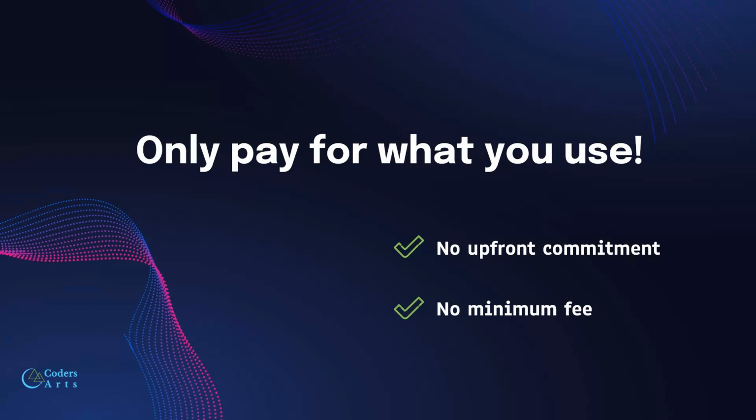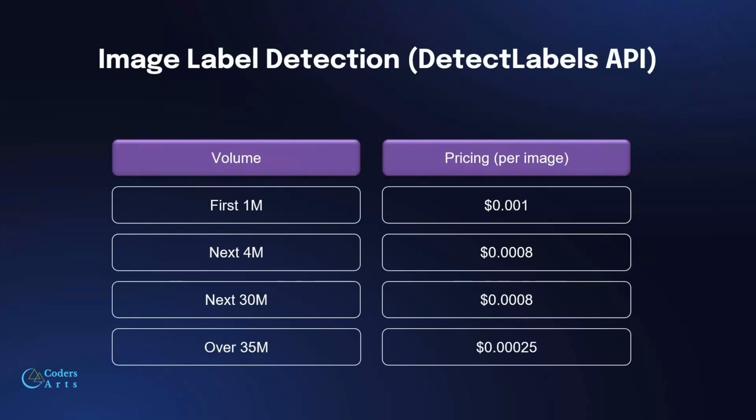So let's explore each. In case of image analysis using static images, AWS charges you per image processed using the detect labels API, and the pricing is tiered based on how many images you analyze in a month. So for the first 1 million images, you are charged $0.001 per image, and for the next subsequent 4 million images, you are charged $0.0008 per image, and so on, as you can see in the table on the screen.